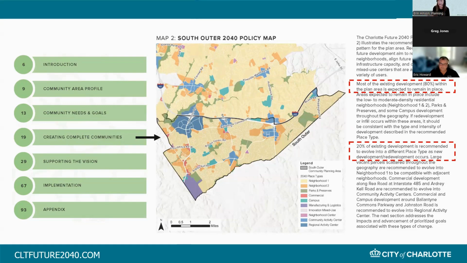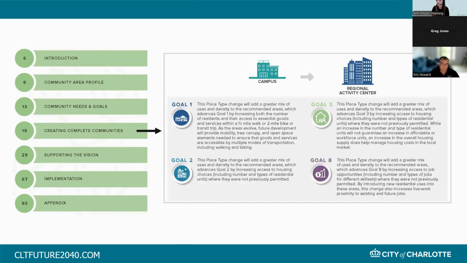So it's important to note that the plans recommend that a large portion of the South Outer geography remain as is, meaning that if redevelopment occurs in this area, then new development should really match that scale and that intensity of the development that's on the ground now. And then the South Outer plan recommends that 20% of the area evolve into a different development type than what exists today. Other pages in Chapter 4 really explain how those recommended changes advance the geography's priority goals and how it addresses its greatest needs.